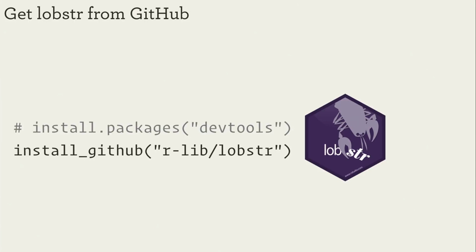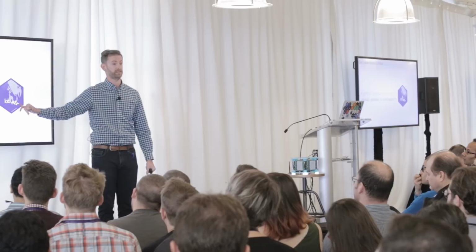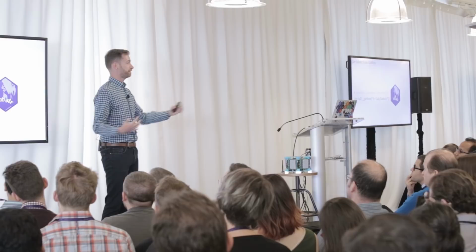Now, lobstr is still only on GitHub, but you know I am serious about it because it has a logo. And hopefully the logo makes it obvious that the inspiration for the name is the str function in base R. So str displays the structure of any R object in a tree-like fashion. Many of the functions in lobstr try to do a similar thing, creating a little console tree that describes some kind of object in R.